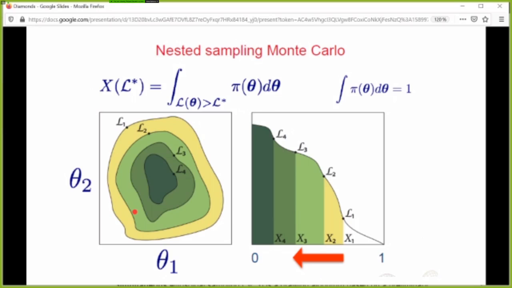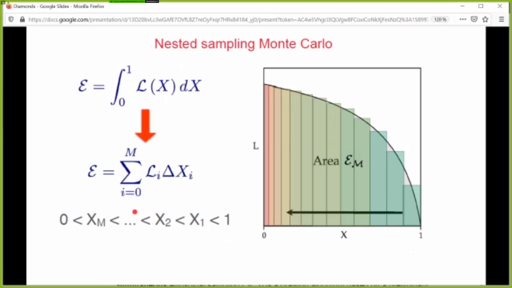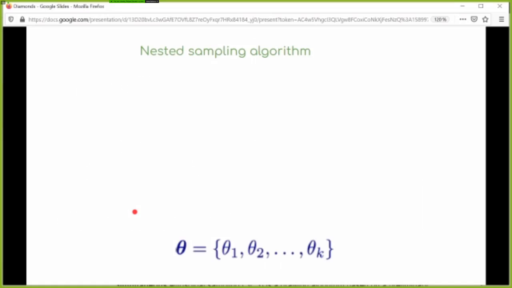And the good thing is, if we can calculate Li for each Xi, then the computation of the Bayesian evidence is straightforward. It's just a multiplication, using the rectangular rule or the trapezoidal rule. So now the question to ask ourselves is, how do we obtain X?